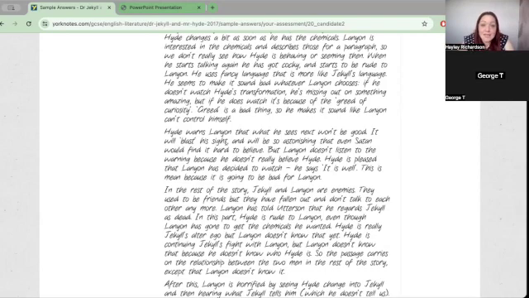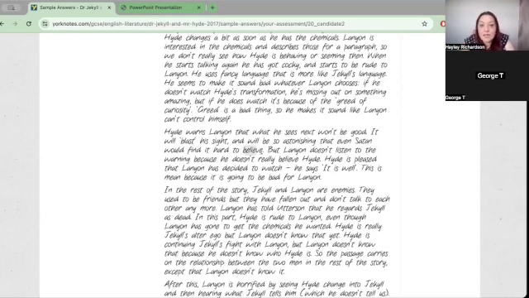Hyde warns Lanyon that what he sees next won't be good. It will blast his sight and will be so astonishing that even Satan would find it hard to believe. But Lanyon doesn't listen to the warning because he doesn't really believe Hyde.